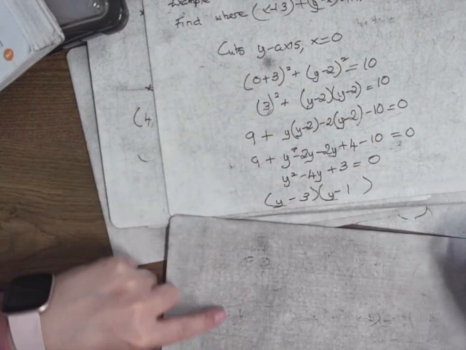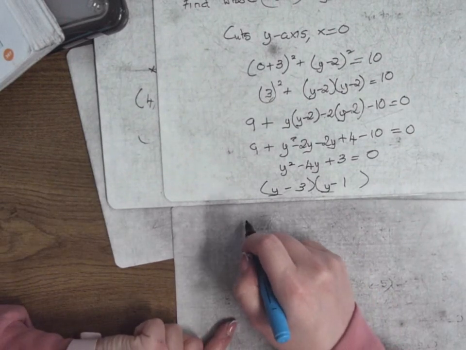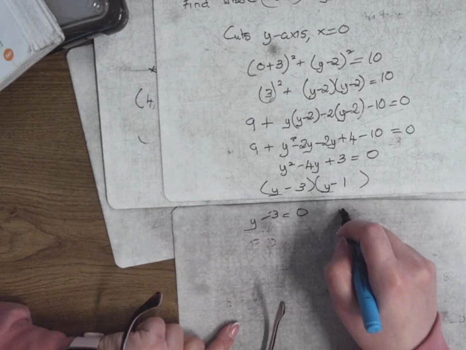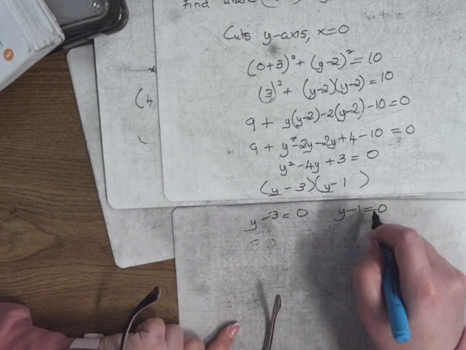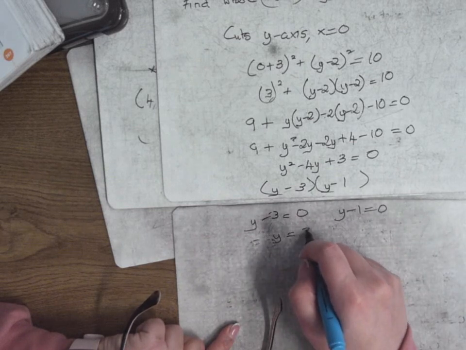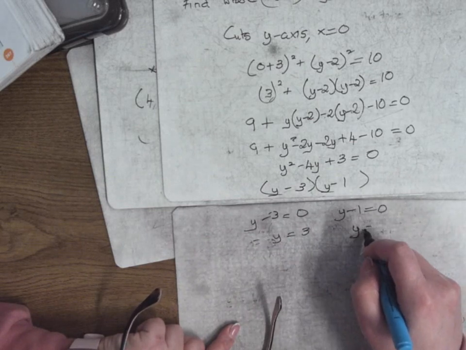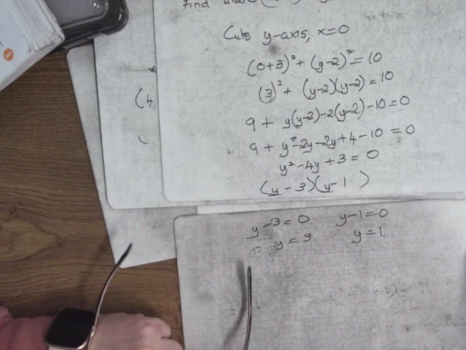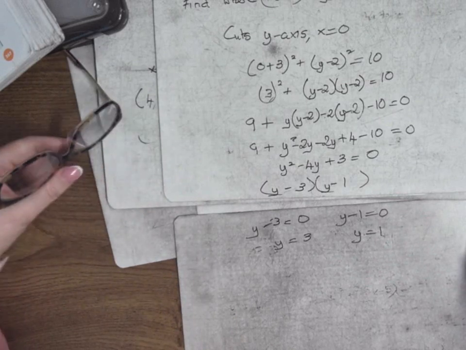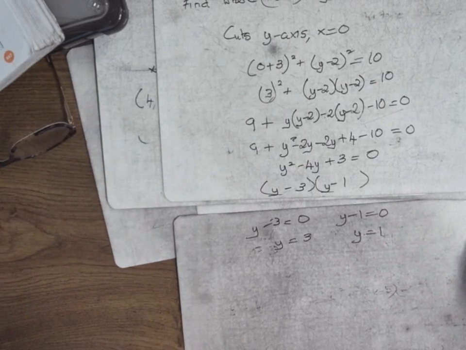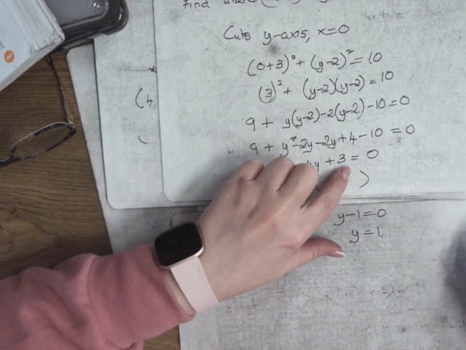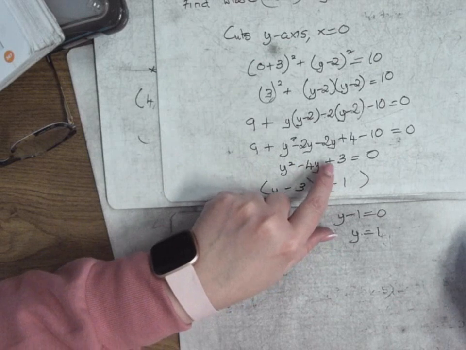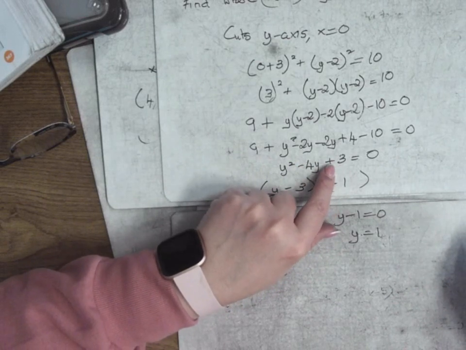So you let each bracket equal 0. So you get y minus 3 equals 0, and you get y minus 1 equals 0. So that means y is equal to 3 and y is equal to 1. You get the factors that add to 4. Sometimes it's subtract, so it's whatever this sign is. So the factors of 3 that add to give me 4.